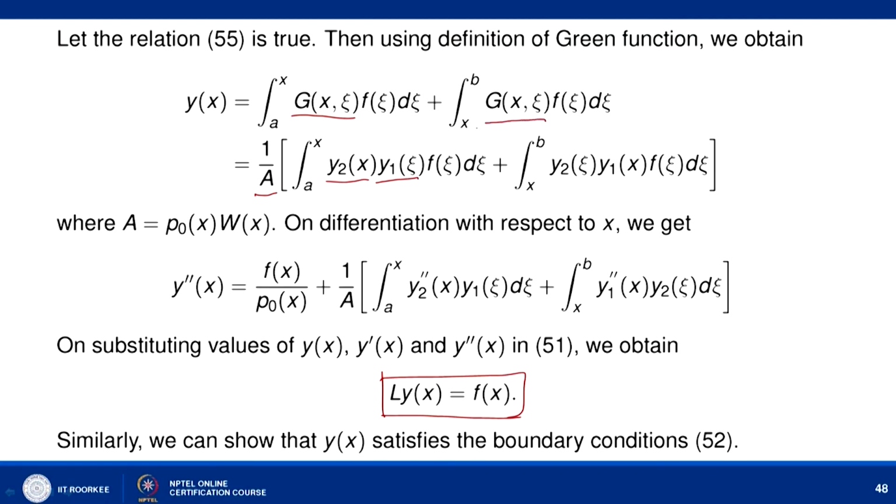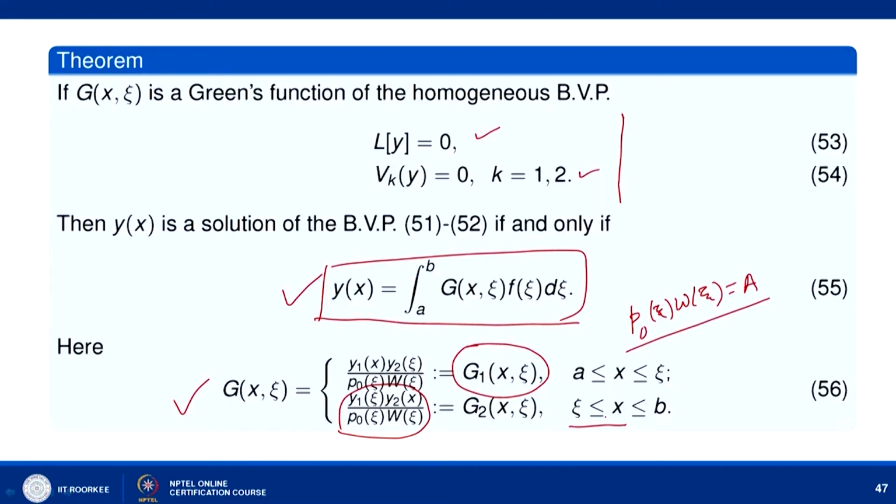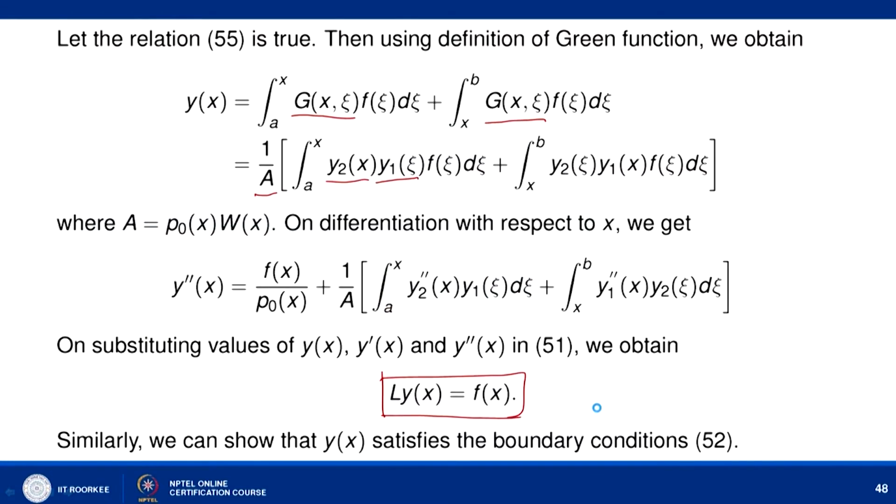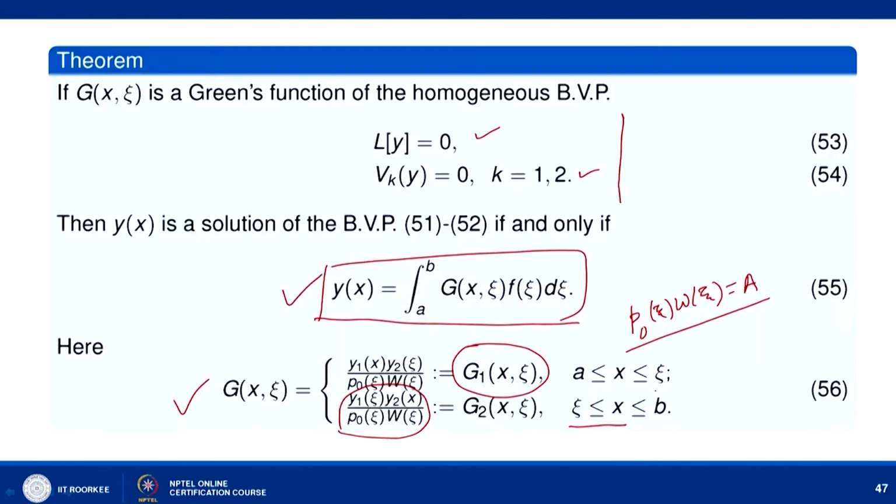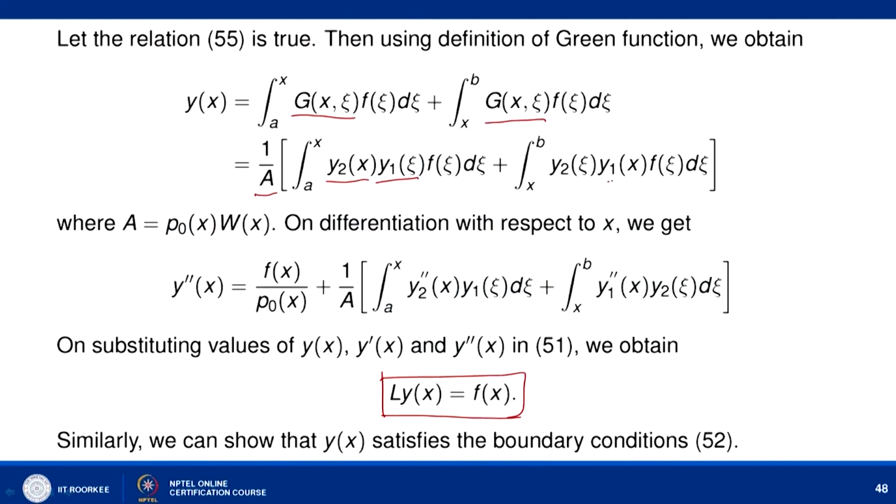Now, here xi greater than or equal to x means xi is greater than or equal to x. So, here we are using y1(x) y2(xi) divided by a, that we have taken out. So, y(x) is given by this expression. Now, here a is p naught(x) times the Wronskian of y1 y2 evaluated at point x, and we know that this is constant.